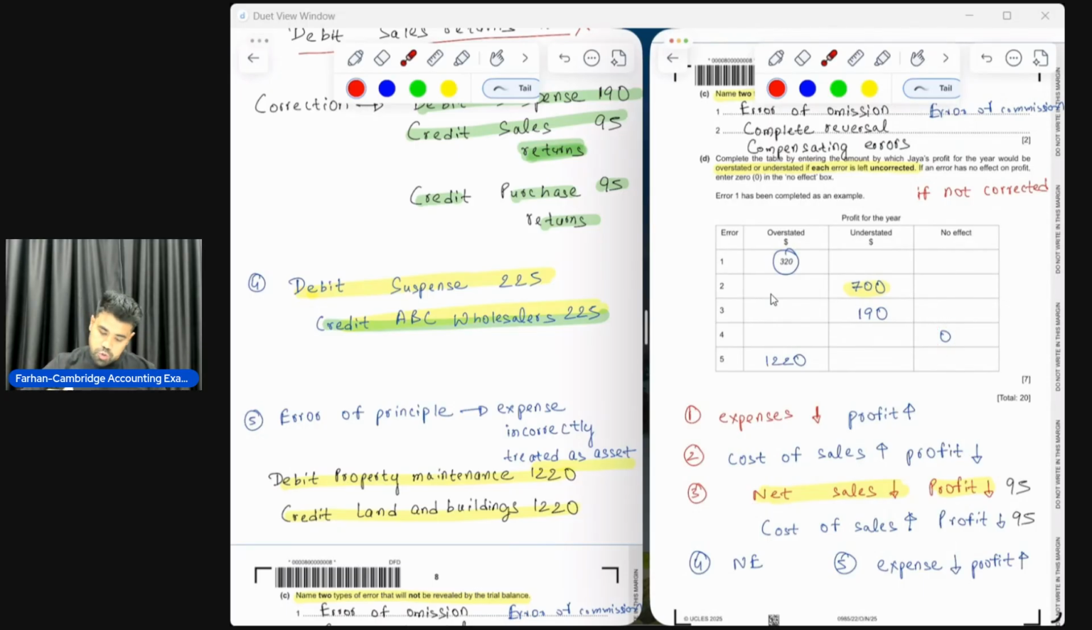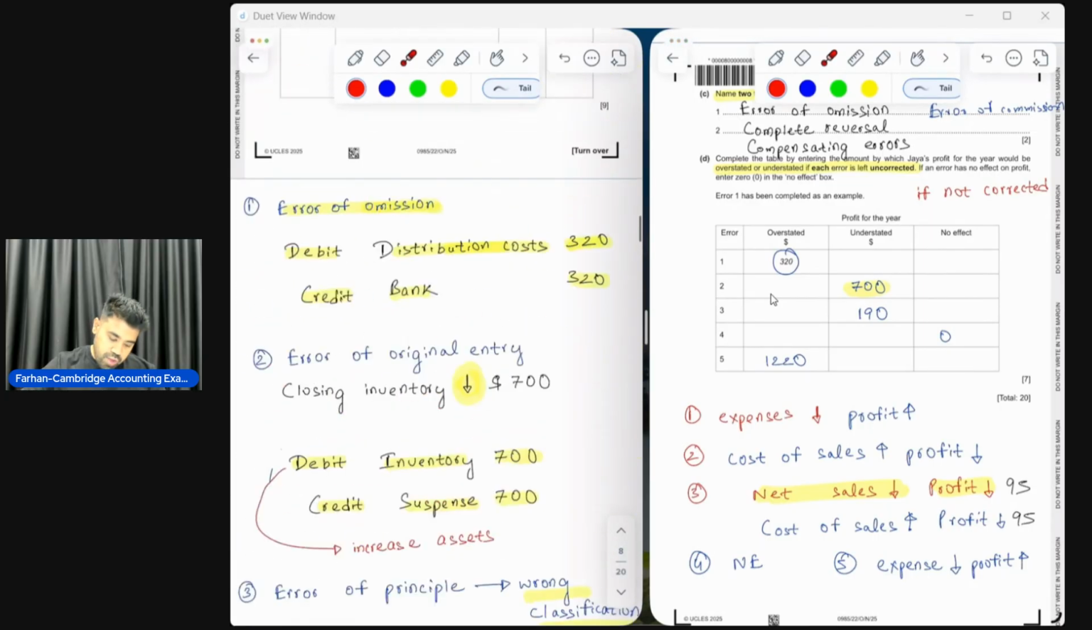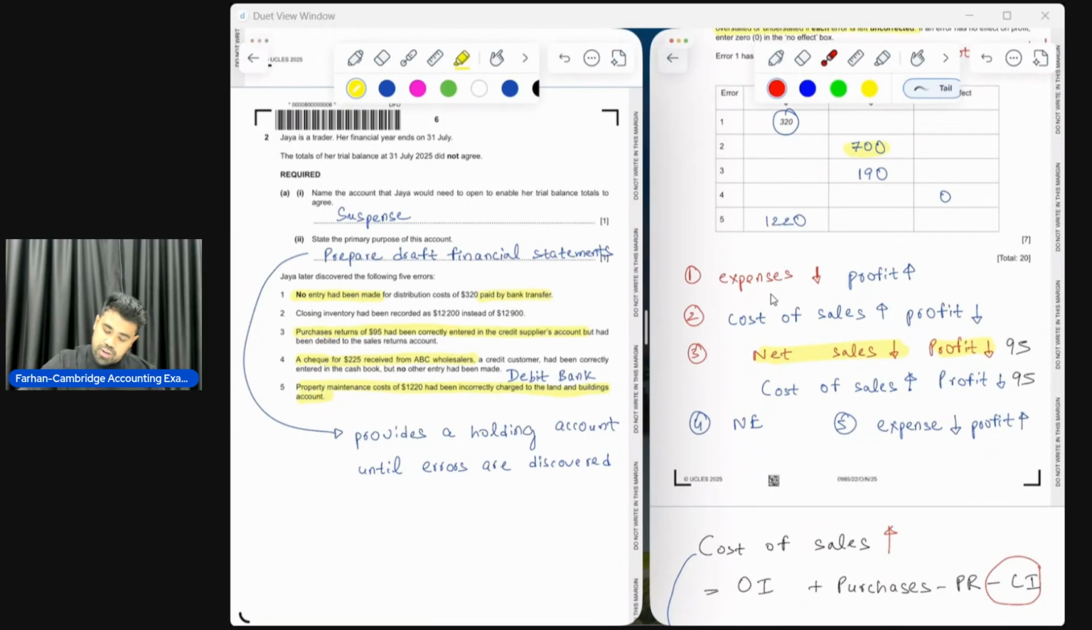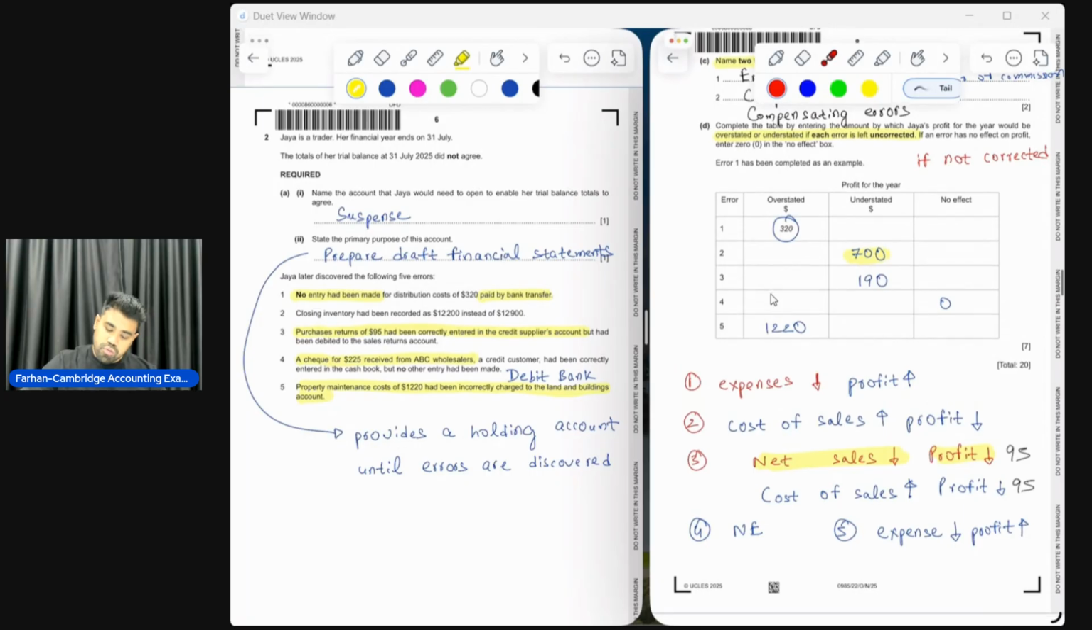Now, let's go to the last error, which is error number 5. So in error number 5, property maintenance costs of $1,220 had been incorrectly charged to the land and buildings account. This means expenses were understated and assets were overstated, simply speaking, right? So if expenses were understated, therefore profit must be overstated, obviously. So that is why we are recording $1,220 in the overstatement column for profit. Okay. All right. So that's it.